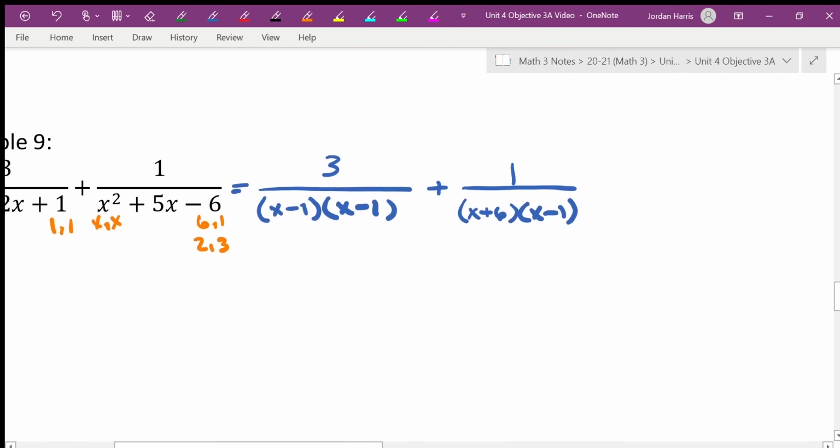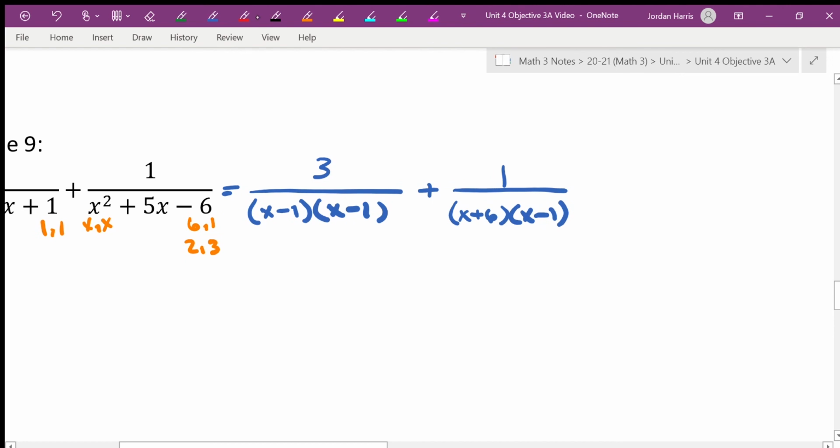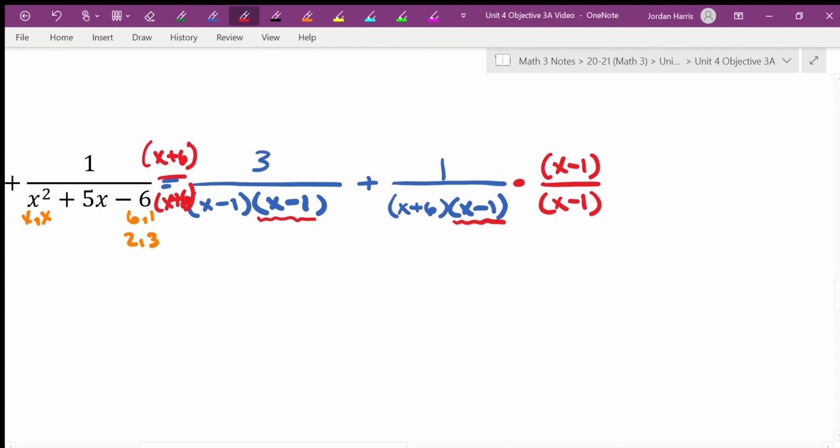Well, this is interesting. Let's look at the factors on the bottom. So we need to make them the same. This one has two x minus 1s. This one has an x plus 6 and an x minus 1. So they have one in common. Since they have that one, I don't need to multiply by it. They already have it. So this one needs another x minus 1 to match. This one needs an x plus 6 to match. Okay, it's kind of hard to see, but those are x plus 6s.